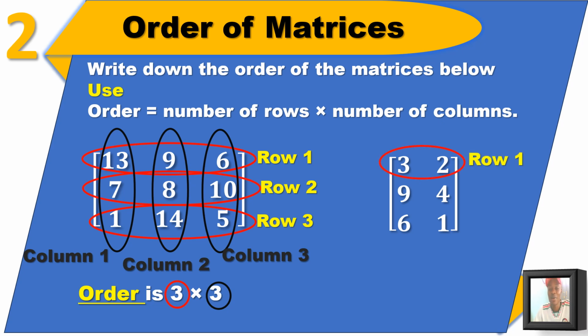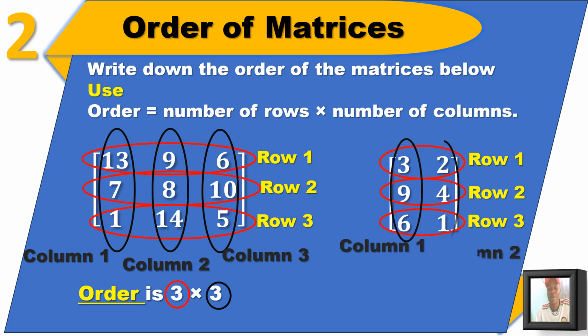Then in the second one we have row 1, the second row, the third row, and we also have the first column and second column. So our order is 3 by 2. Sorry, my camera is hiding this part, but that is it. 3 by 2. Very nice. I hope you are okay with that. We move on to the next one.